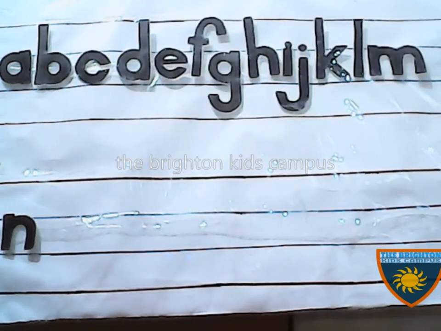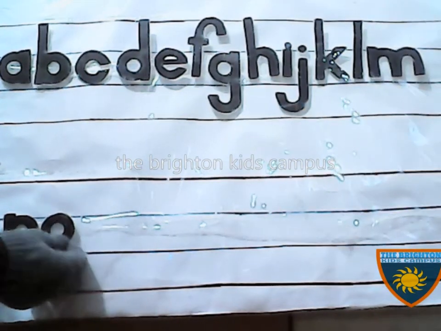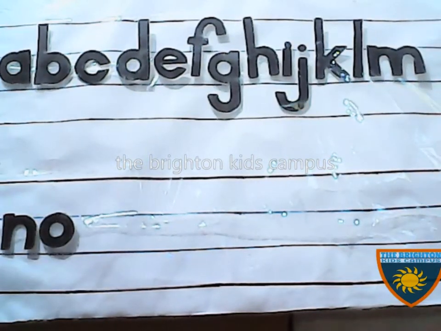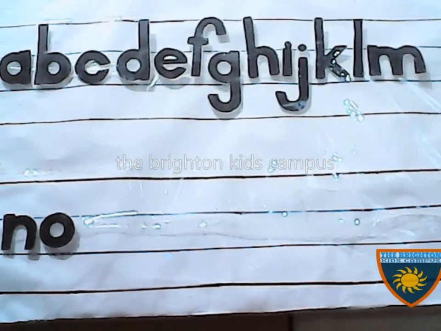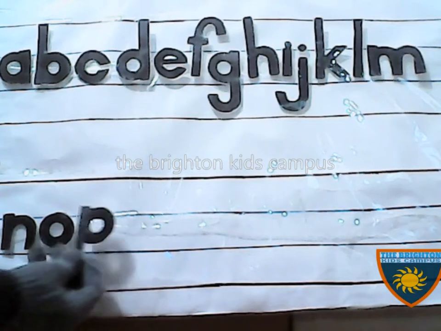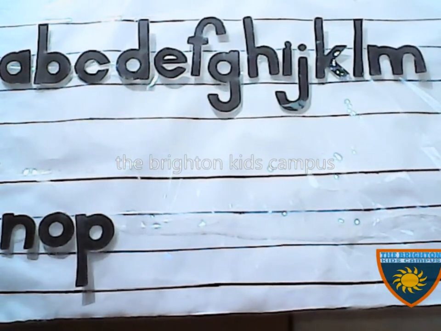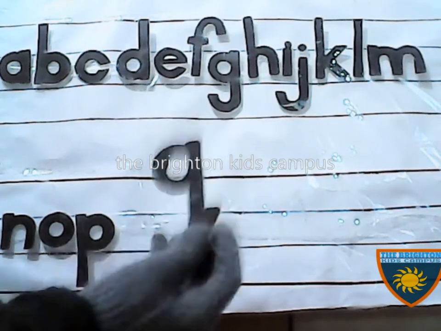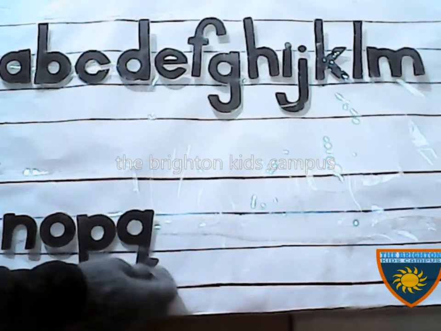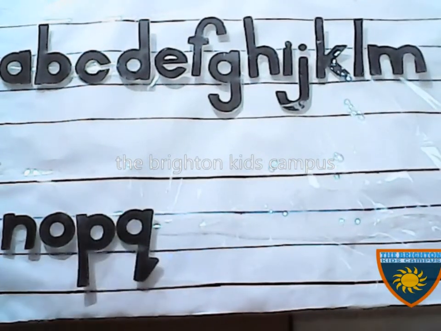A, B, C, D, E, F, G, H, I, J, K, L, M, N, O. O, P. P is a root letter. A, B, C, D, E, F, G, H, I, J, K, L, M, N, O, P, Q. Q is a root letter.